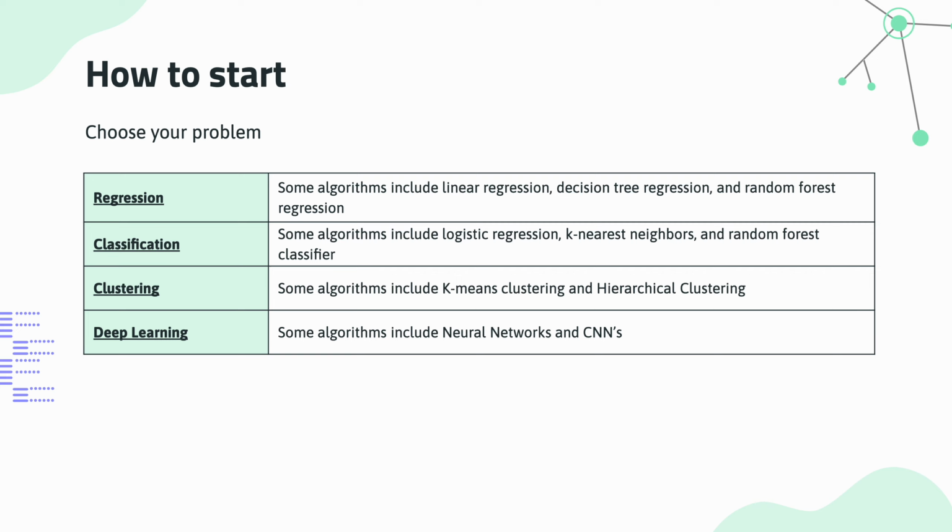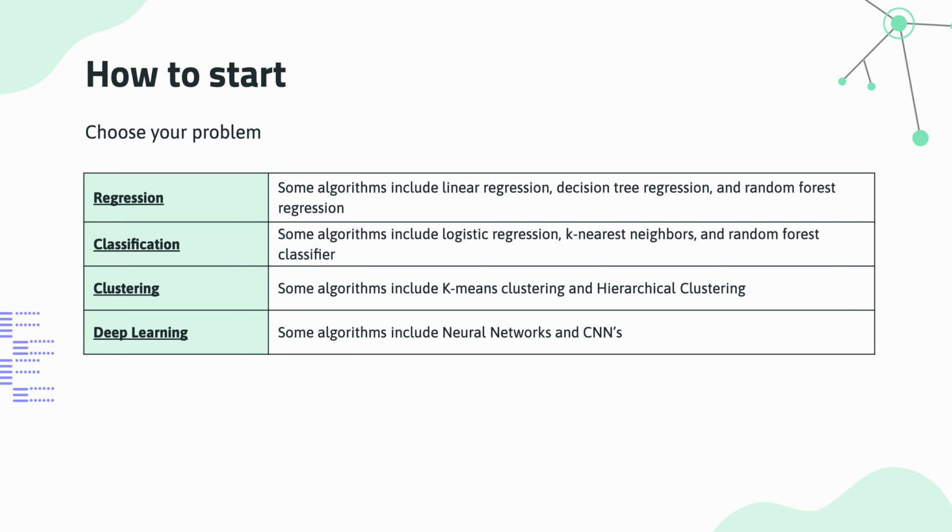So we want to see if we want to do a regression problem, a classification, a clustering, which is kind of like a classification problem, and a deep learning problem. Deep learning is essentially something that regression and classification can fit under, but we're going to look at these as a bit separate because there's different models for each. So regression, some algorithms include linear regression, decision tree regression, and random forest regression. These are some different models you can look at.